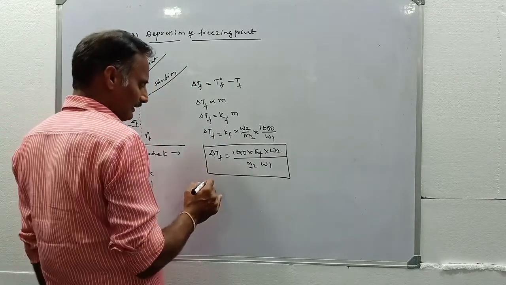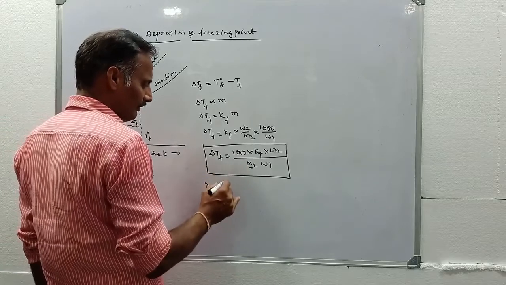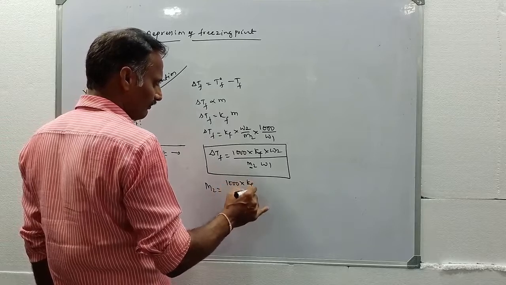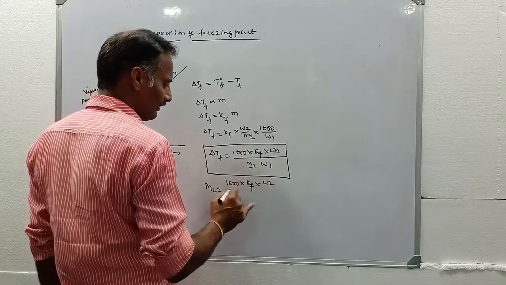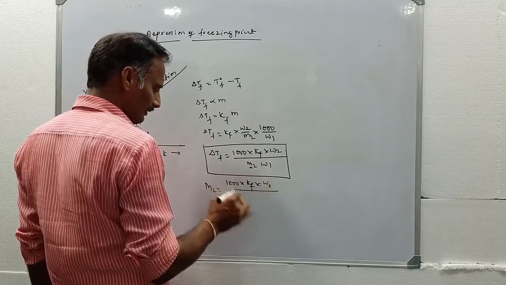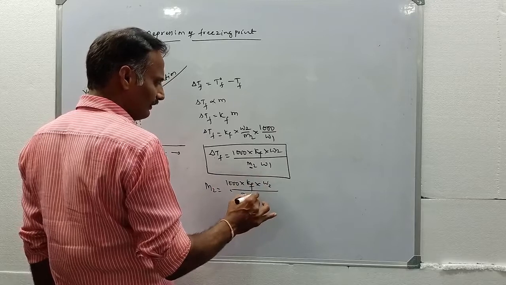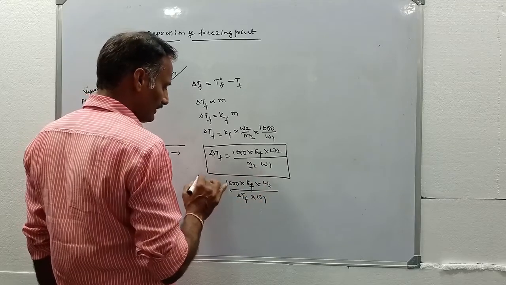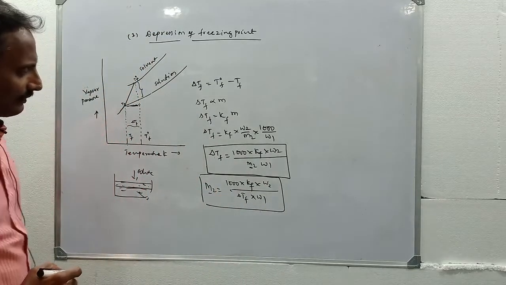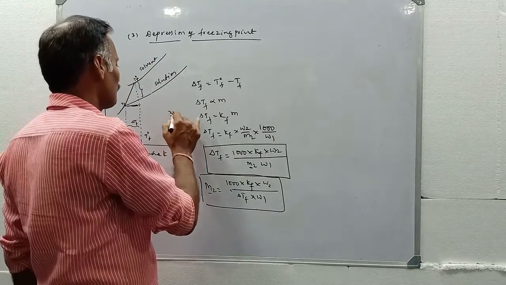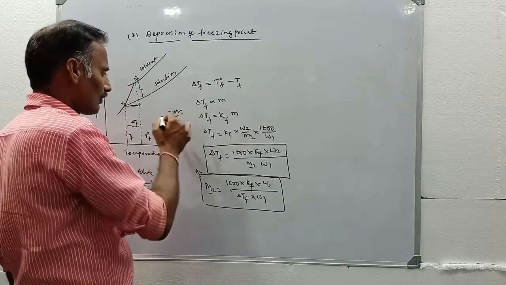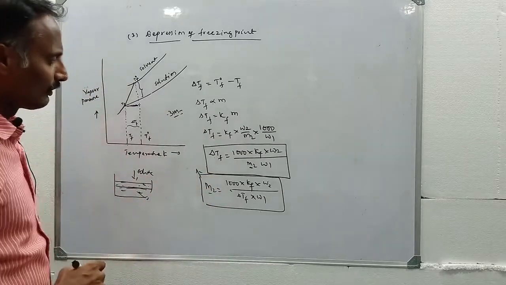On rearranging, it is also written as M2 equal to 1000 into Kf into W2 divided by delta TF into W1. By using this expression, we calculate the molecular mass of the solute. Based on this formula, we also have many problems, and we will solve some of them. This is one of the most important expressions.